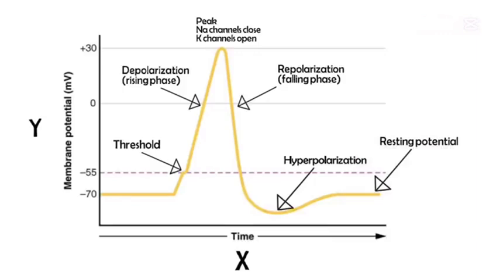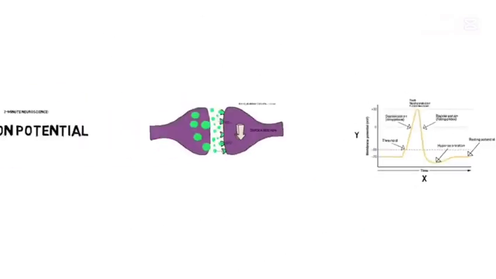The signal generated by the action potential travels down the neuron and can cause release of neurotransmitter at the axon terminus to pass the signal to the next neuron. This is how the action potential works.